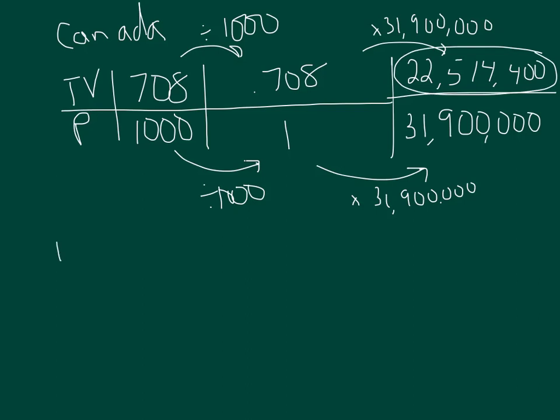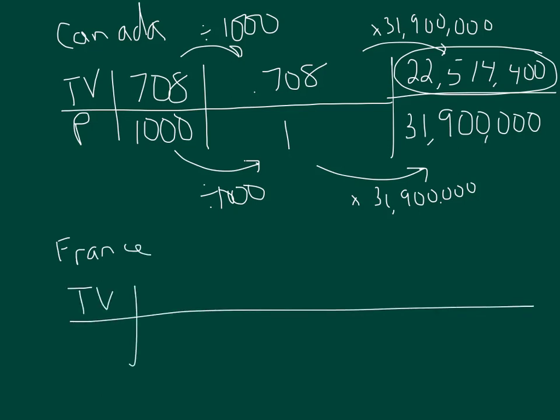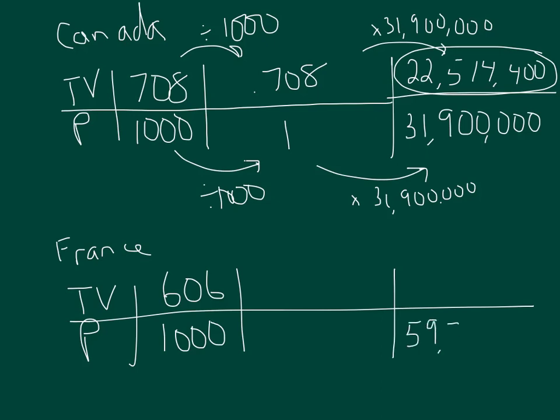We have to figure out France still in order to get the answer to the problem. So again, we set up our TVs and our people. When you read the problem, you see that France has about 59.7 million people. It does not tell you the number of TVs, so that's clearly the goal. And then we see that 606 TVs matches up with 1,000 citizens. So 606, and then 1,000. Then my goal, 59,700,000. And you guessed it, go to our best friend 1.